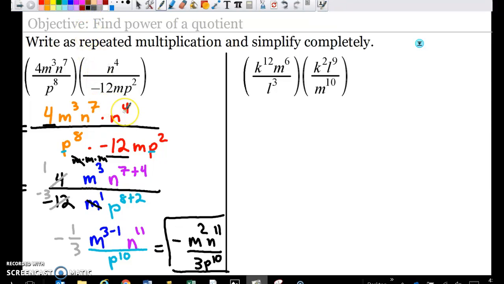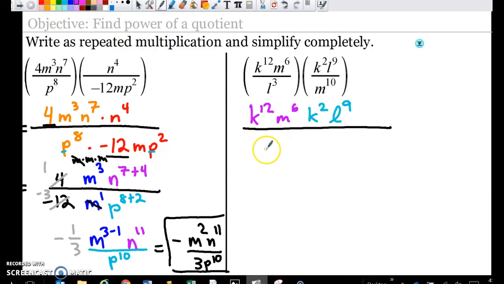All right, let's do the next one. Multiply these together. So the first fraction had the k to the 12th, n to the 6th. Second fraction has the k squared, l to the 9th. On the bottom, that's not a 1, it's an l. So on the bottom of the first fraction, I have l to the third. The other one, I have m to the 10th. Again, we can combine the things that have the same bases. So you can see over here that k and k can combine together. And you can see, too, that these l's will be able to cross out a little bit, too.